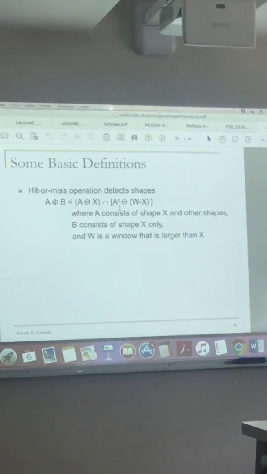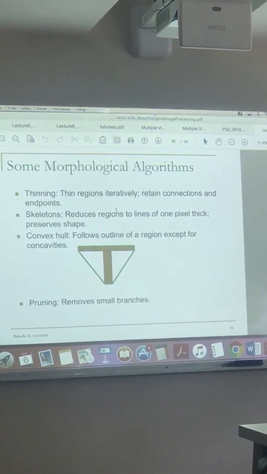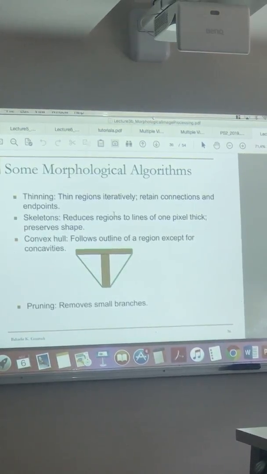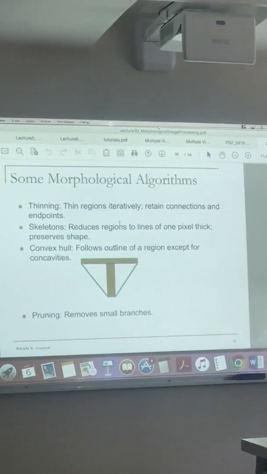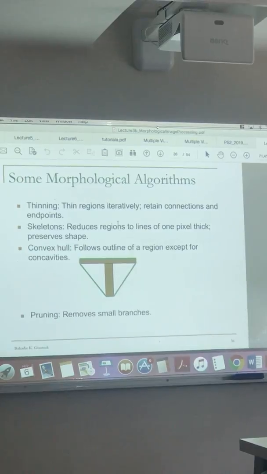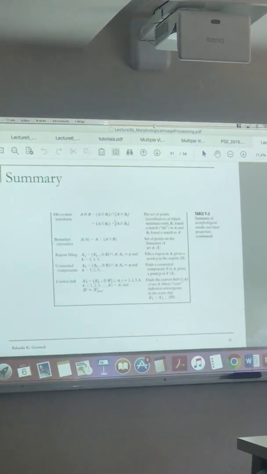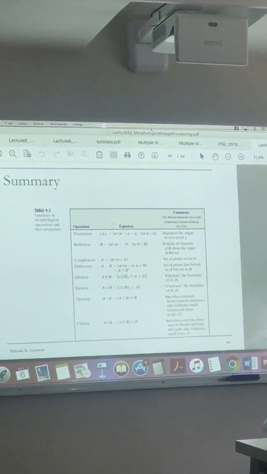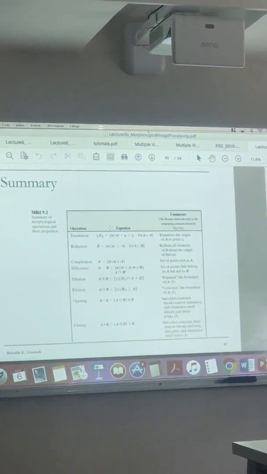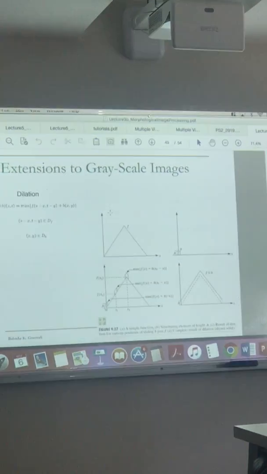Hit-or-miss transform, finding convex hull, skeleton, thinning operation, pruning operations. I'm not going to ask any question on these specific things in the exam, but some very basic set operations could be part of it. These things are not critical. All these slides, you don't need to memorize any of these or even study these things.